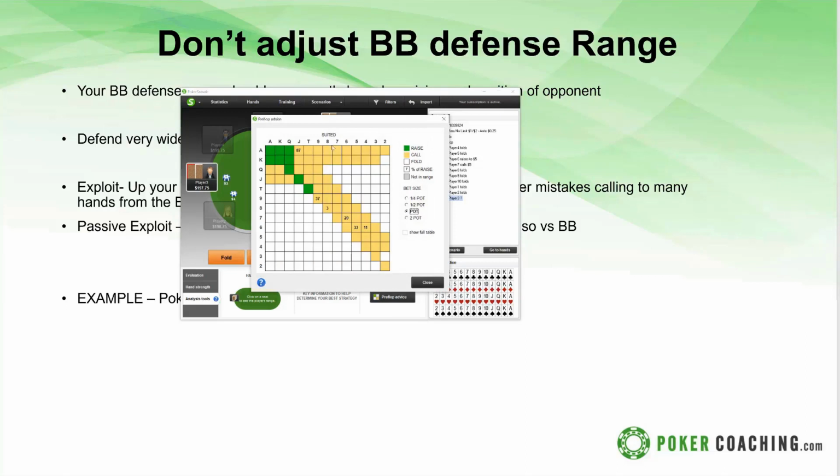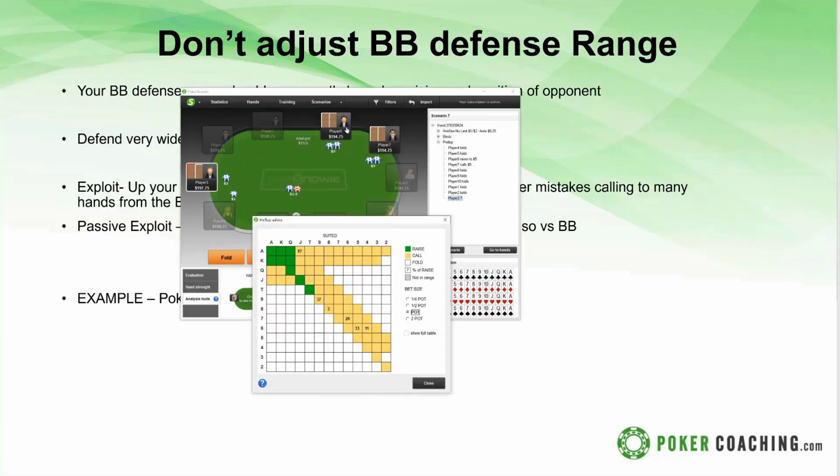As you can see, these are the key ones I want to point out. Ace 10 off, king 10 off, queen 10 off, jack 10 off, all folds. They are crushed not only by this player's range, they are crushed by this really, really tight opening range that we talked about.